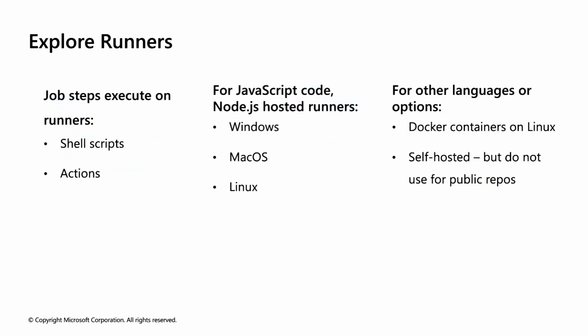In GitHub Actions, runners are the machines that actually execute the steps in your workflow. Think of a runner as the worker that carries out your instructions, whether it's running shell scripts, building your code, or deploying your application. GitHub provides hosted runners for popular operating systems like Windows, macOS, and Linux, making it easy to run jobs in a consistent environment. For more specialized needs, you can use Docker containers on Linux or even set up your own self-hosted runners, which are especially useful if you need custom software or hardware. However, for public repositories, it's best practice to stick with GitHub's hosted runners for security reasons.